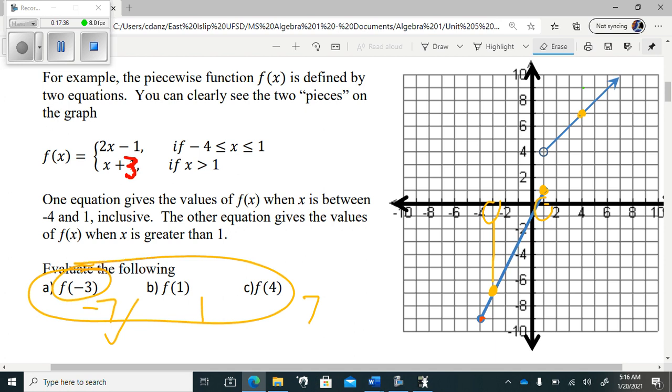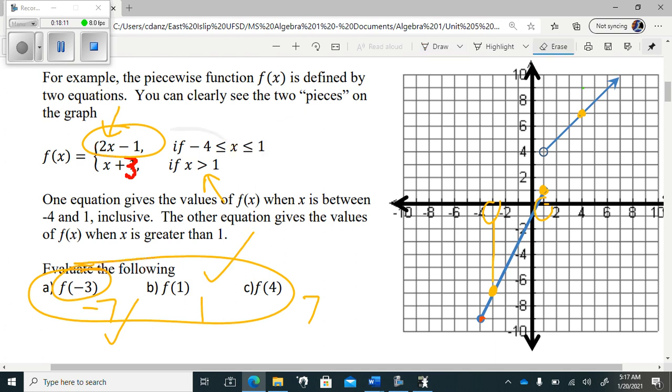When I'm doing f of 1, what piece does f of 1 exist in? Where does x equal 1 exist? It does exist right here, right? It says also equal to 1. Here it doesn't equal 1. It has to be greater than 1. So f of 1 exists in this top piece. If I plug a 1 into that x, 2 times 1 is 2, and then take away 1 is 1. Check. It worked by substituting in.